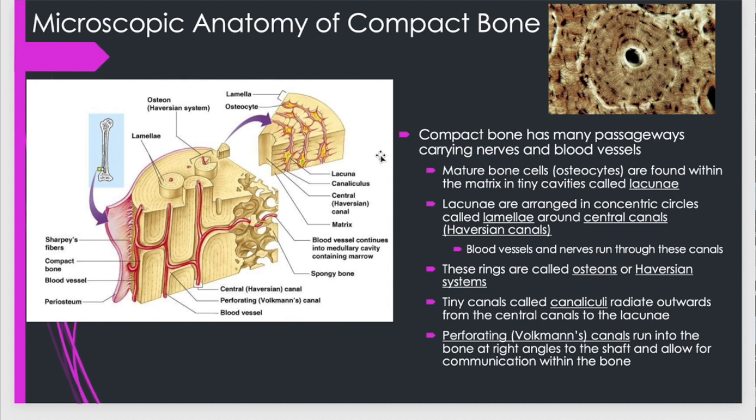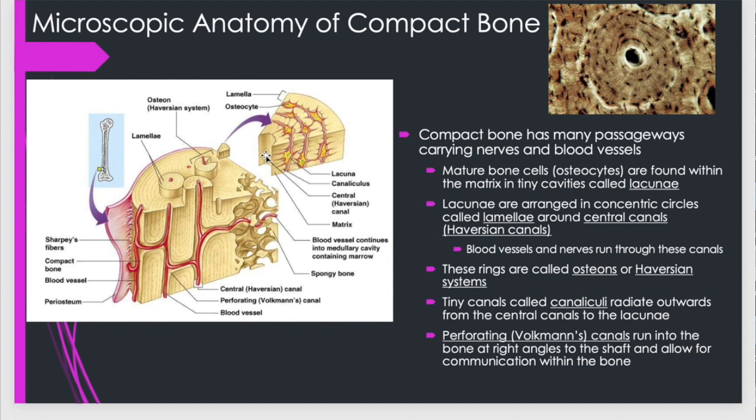Those are arranged in concentric circles, which we call lamellae, around canals that we call haversian canals. So you can see the canal right in here, the central canal or the haversian canal. And those canals are used for blood vessels or nerves to run through. So wherever you see a lengthwise blood vessel passing through, it will be passing through that central canal.